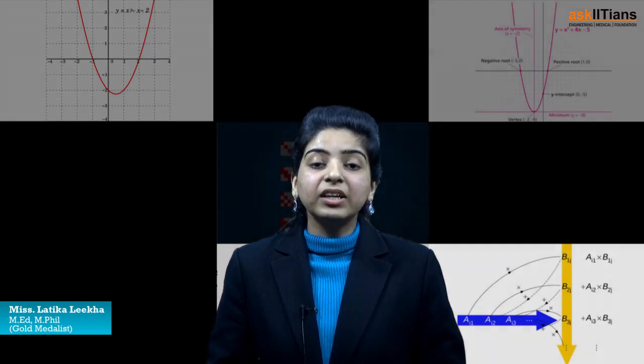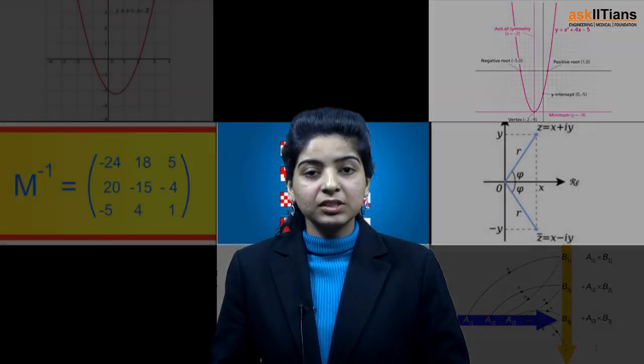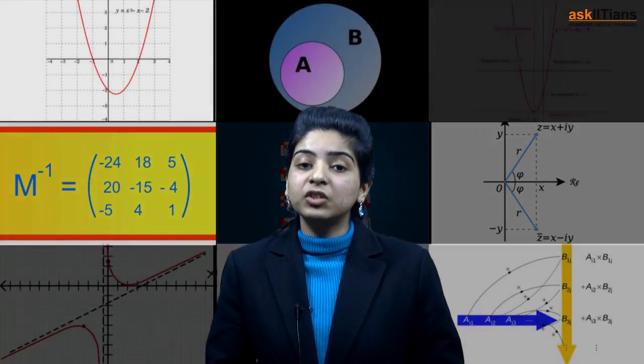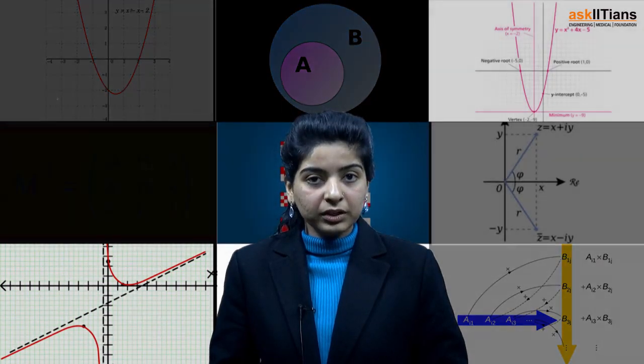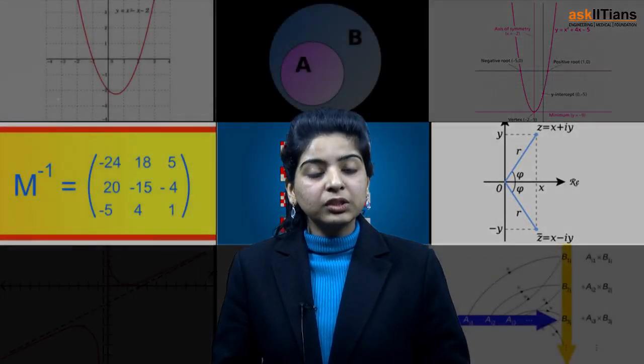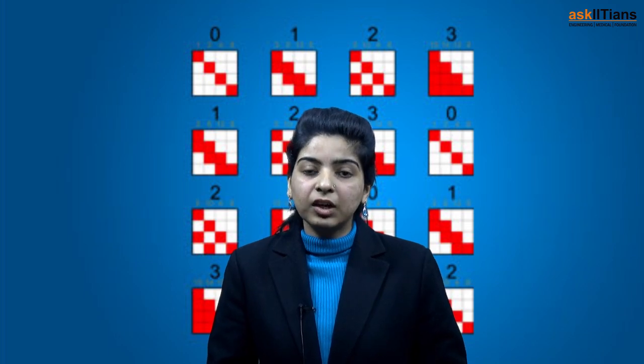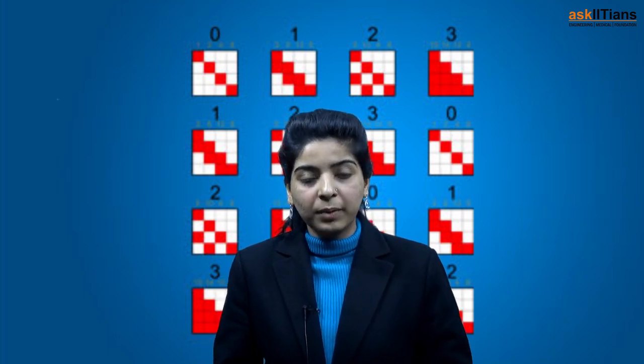Hello students, welcome back. In my previous session, I discussed special matrices, basically symmetric and skew-symmetric matrices and their properties. Now, we'll be switching to the remaining special matrices. That is, first of all, we'll be discussing Hermitian and skew-Hermitian matrices.